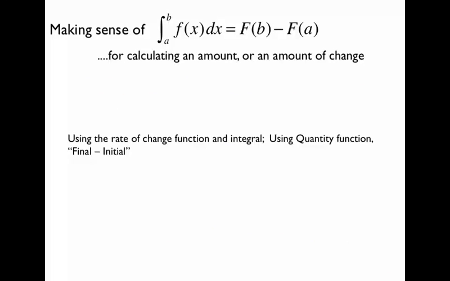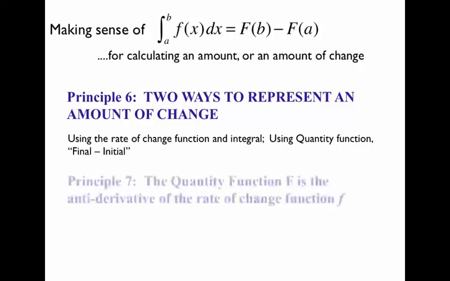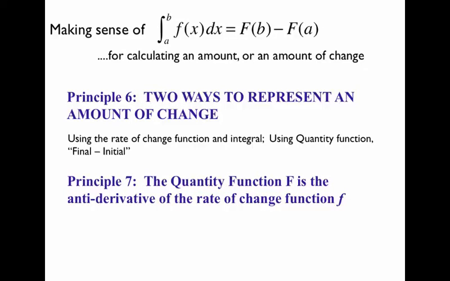Principle 6. Two ways to represent an amount of change. You can use the rate of change function and the integral, or use the quantity function itself and just do final minus initial, right? So this represents an amount of change using the rate function. This represents that same amount of change using the quantity function, final minus initial. And then the last principle is that the quantity function, capital F, is the antiderivative of the rate function, little f. Why? Because f is the derivative of big F, because it's its rate of change.